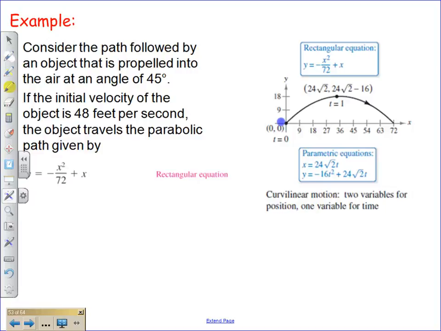So we have an object that's being propelled into the air at an angle of 45 degrees. We have the initial velocity of the object, which we would think of as initial velocity at an angle, right? But it has horizontal and vertical components like a vector. So it's a diagonal propulsion. However, we do have horizontal and vertical components.